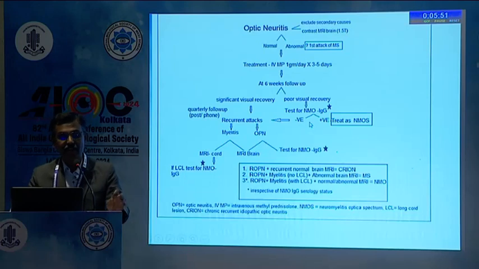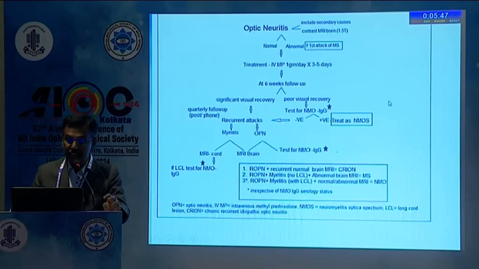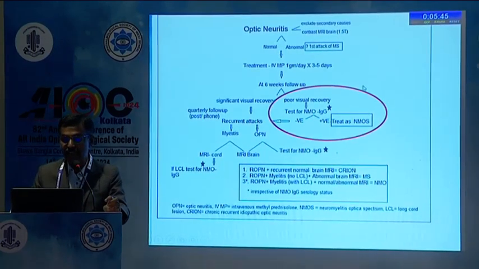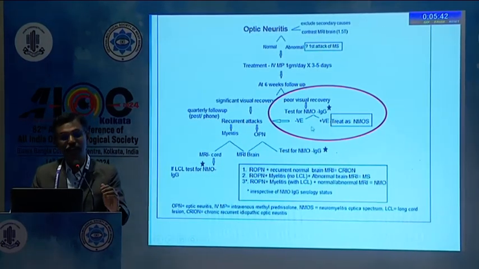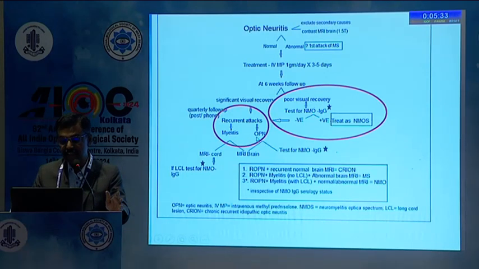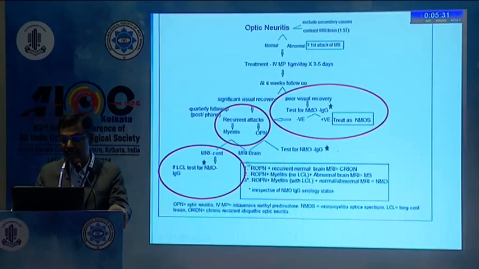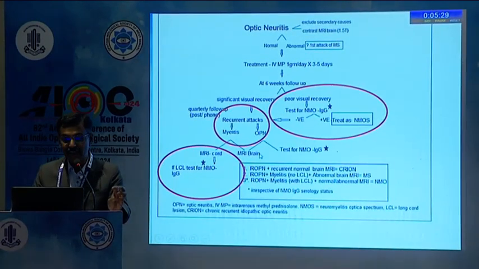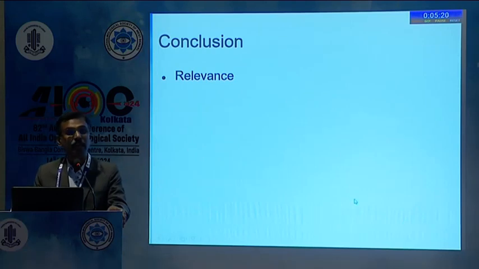So based on all our Indian studies, we can fairly evolve an algorithm. We need to do a contrast enhanced MRI, and if there is poor visual recovery, then we can go for testing for NMO IgG. If not, then not in every case. And if there is recurrence, again we can do a repeat testing for NMO and do a repeat MRI of the spinal cord and the brain, and with that we can decide whether these patients will require more extensive blood testing.